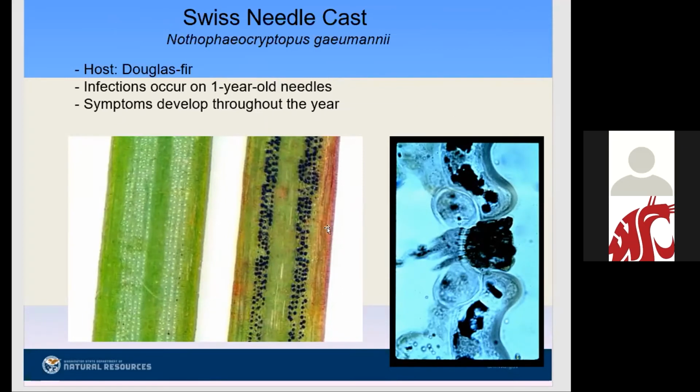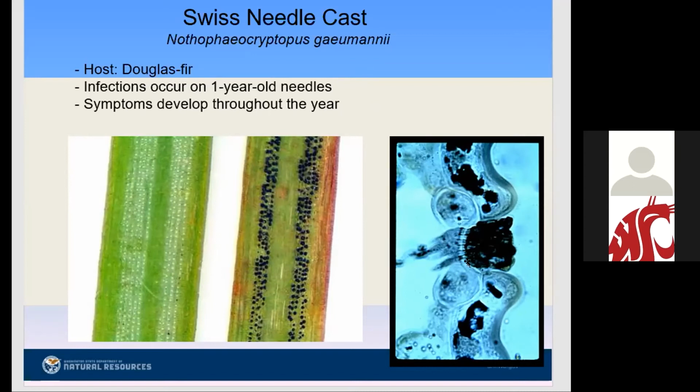And what we did is we cut this needle in cross section. We laid it down on a glass slide. And in this image on the right, you can see to the right here's the outer portion, and to the left is the inner portion of the needle. This area here is the stomate. You can see the two guard cells that are straddling this pore, but punching its way through the stomate is the fruiting structure of this Nothophaeocryptopus fungus.